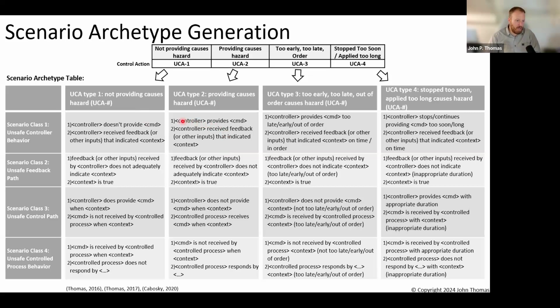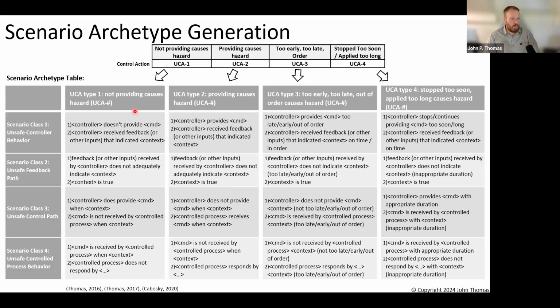So if the UCA is you provide some command, we want to look at class 1, right over here. How can we provide that command? And we received feedback that told us we were touched down. Or sorry, told us we were in the air. That's the context. Told us we were in the air. How could feedback tell us we're in the air and we still disabled thrusters? That was class 1 scenario. Class 2 scenario was the feedback did not tell us we're in the air and we're actually still in the air. How can that happen?